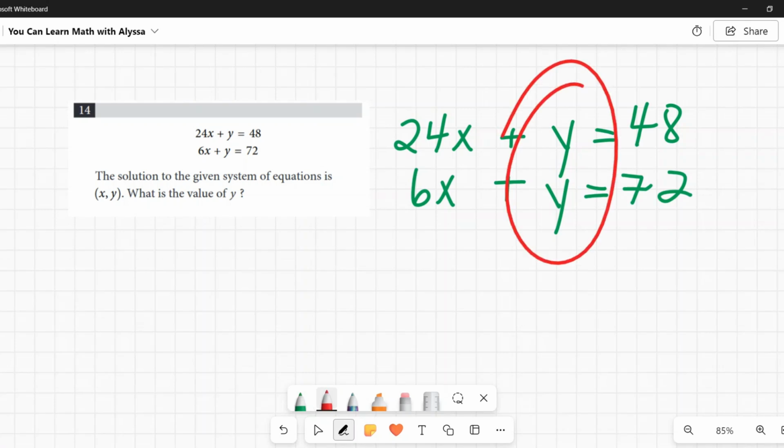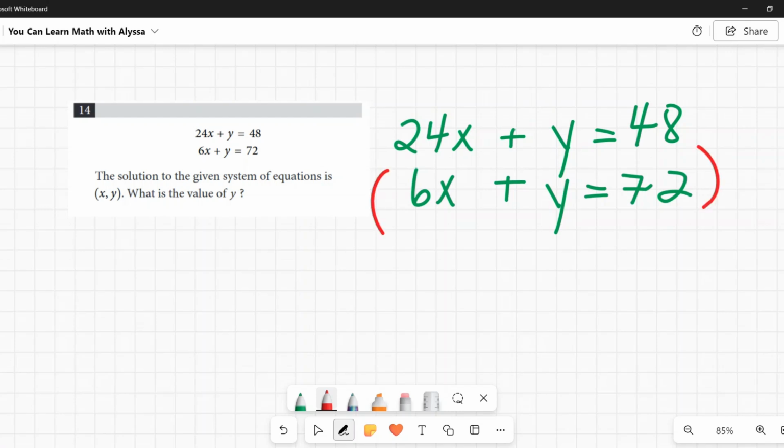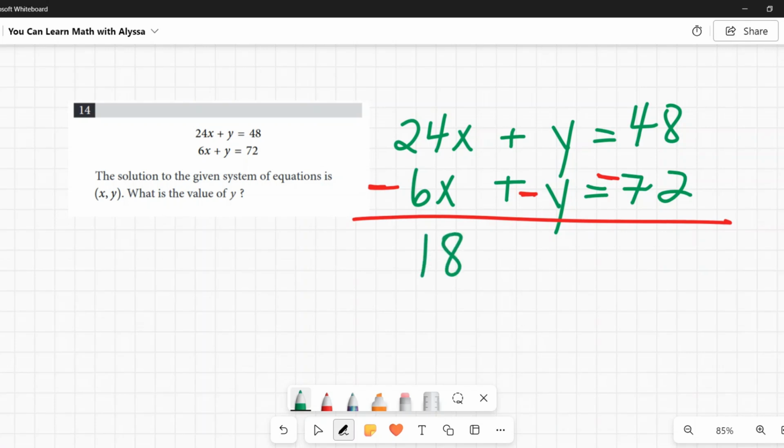Okay, so for this, I'm going to use elimination. Those y's are already lined up to cancel out. So I'm going to multiply everything on the bottom by a -1. So when you multiply all those by a -1, it just changes the sign of everything. So this becomes a -6x, a -y, and a -72. If I add all those together, 24x and -6x are 18x. The y's cancel out. And then 48 plus a -72 is a -24.